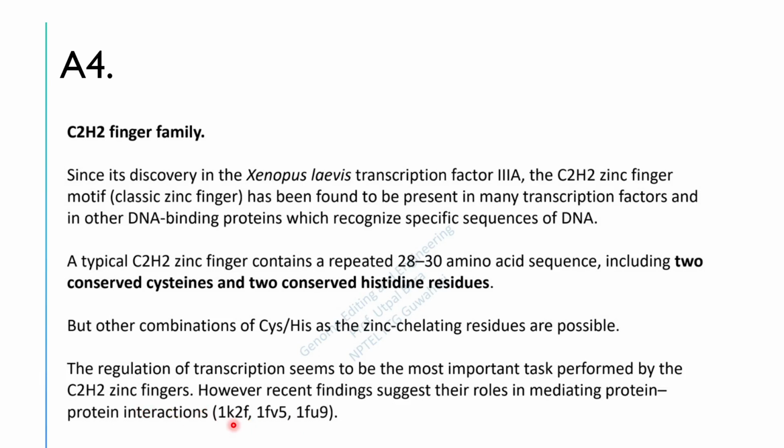These are the PDB IDs: 1K2F, 1FV5, 1FU9. These are the PDB IDs, meaning Protein Data Bank IDs. If you search for them, you will find the structure of this zinc mediated protein-protein interaction. Just search PDB in your Google taskbar. You will be directed to the RCSB PDB website, and there you enter these PDB IDs and you will find the structure of this protein interacting with zinc.